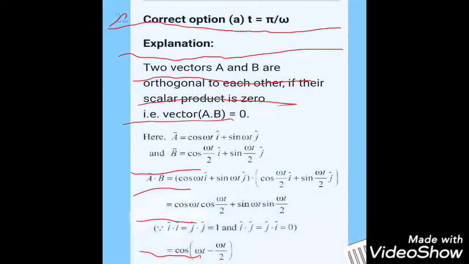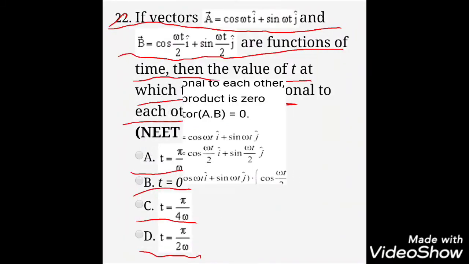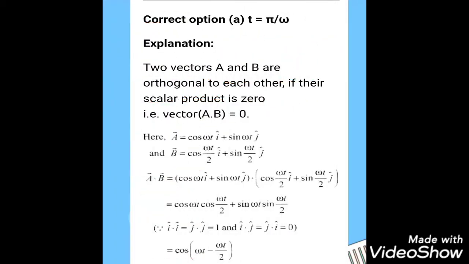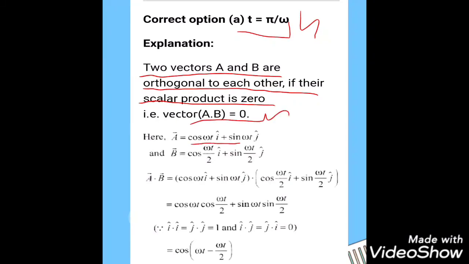The correct option for question number 22 is t = π/ω. This is the correct option. Two vectors A and B are orthogonal to each other if their scalar product is 0. That means A dot B = 0. So A and B are given, and you take the scalar product. Using the simple rules of the dot product, i dot i and j dot j give 1, and the other combinations give 0.